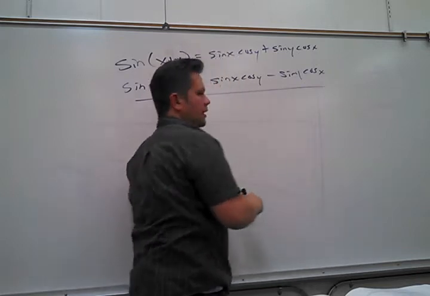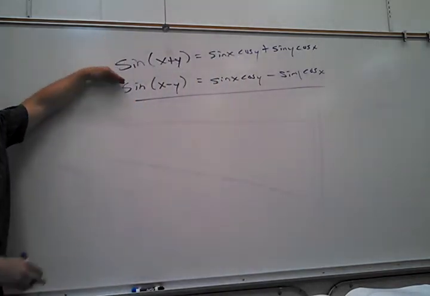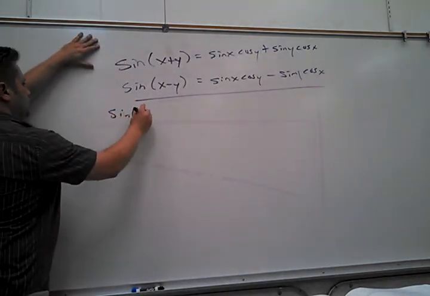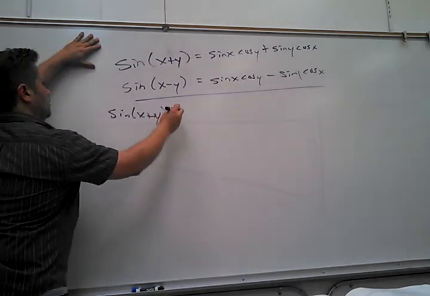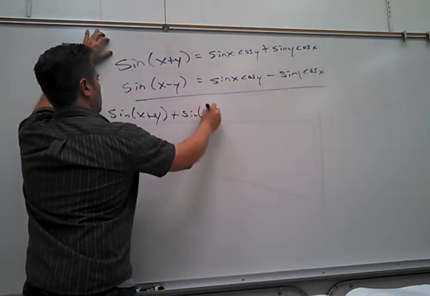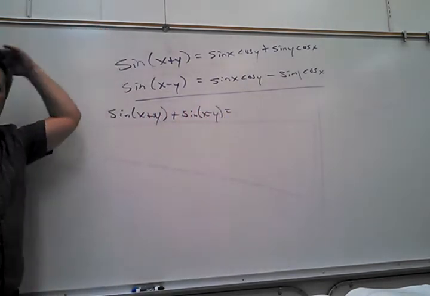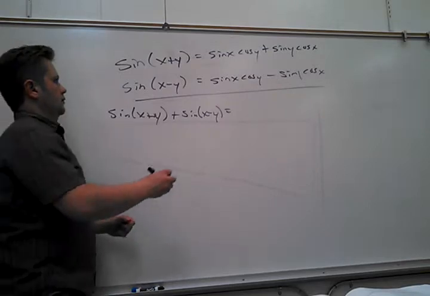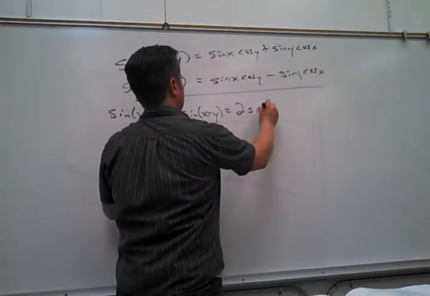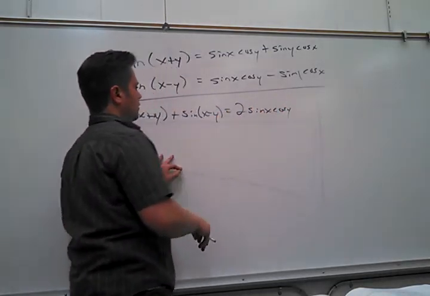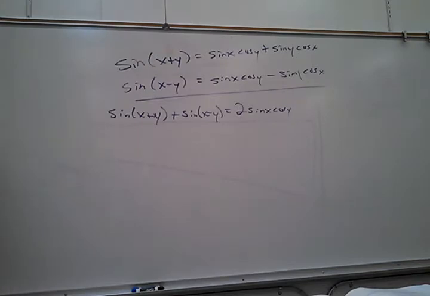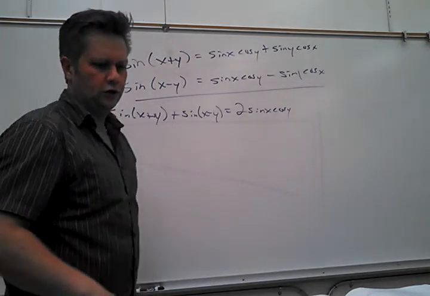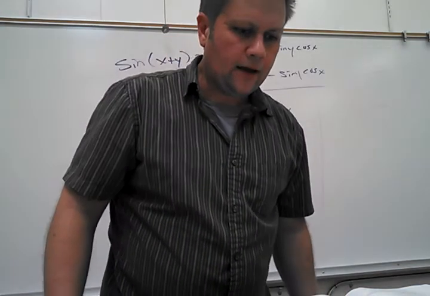Now what do you get if you add those together? This side I get sine x plus y plus sine x minus y. Right, that's amazing. Equals 2 sine x cosine y. So then you get these, and then you divide by 2, and you get these.